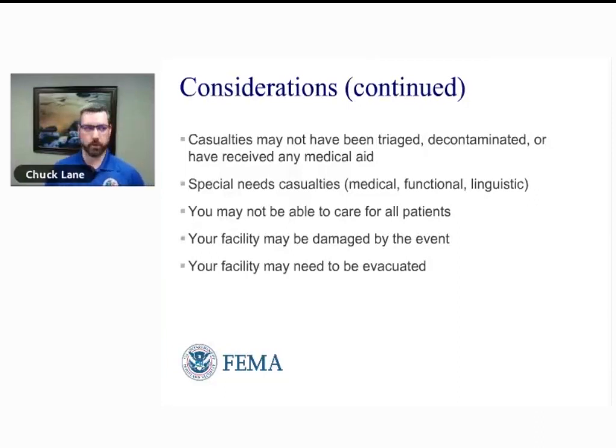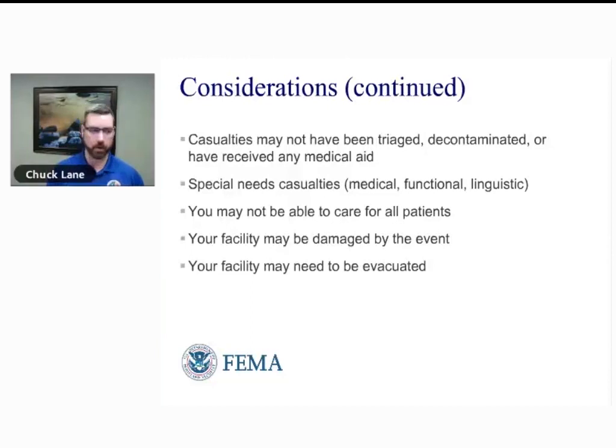Special needs casualties, we talked about this earlier with the HVA and identifying your vulnerable populations. You have to think about people with existing conditions, could be physical, sensory, any mental health issues, cognitive disabilities, non-English speakers. All these different types of groups may come in the MCI, so we need to be prepared for how we're going to manage them.